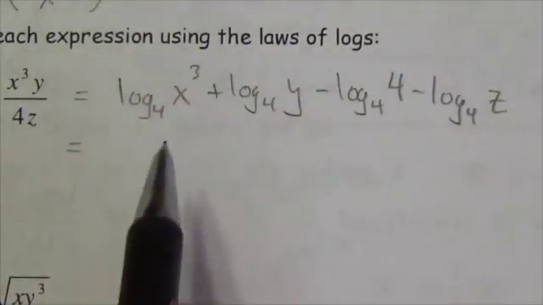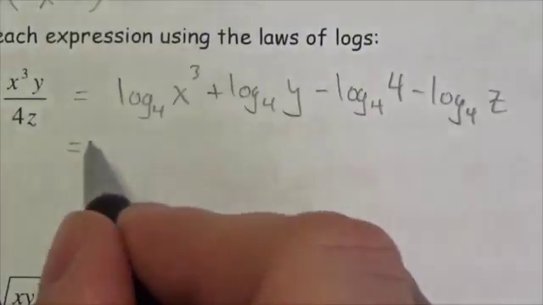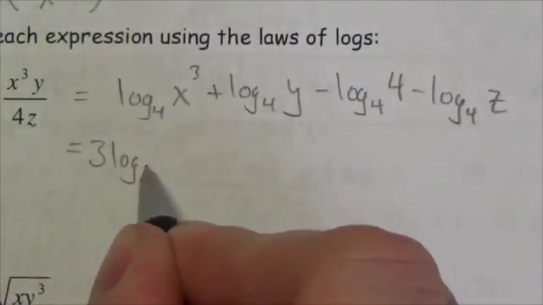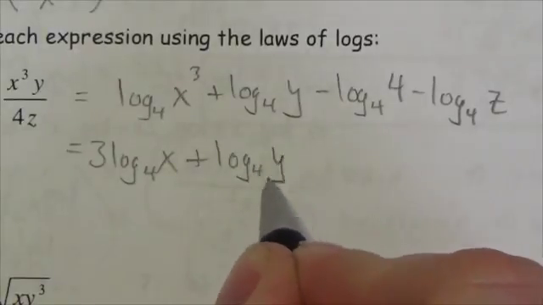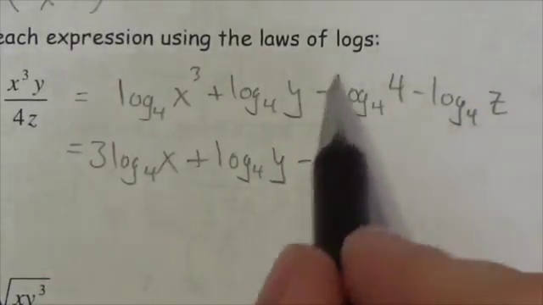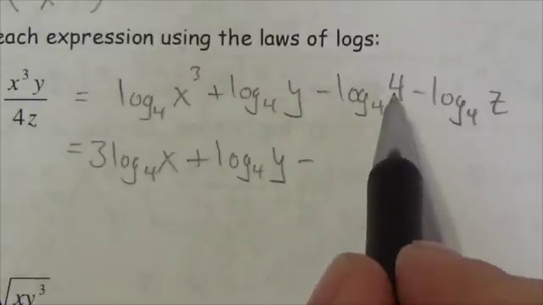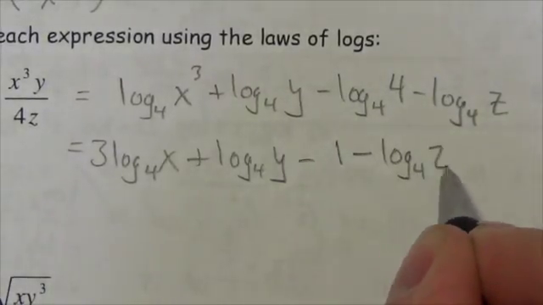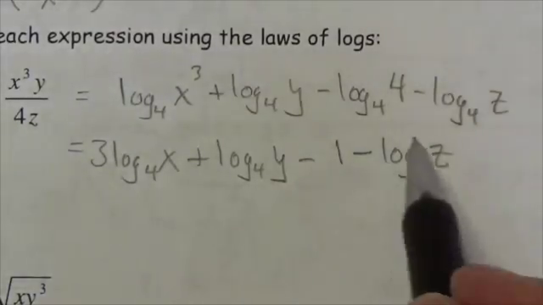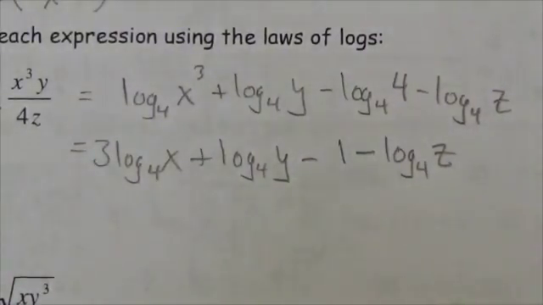Now, next thing I'm going to do is bring down the exponents, but I'm also going to evaluate things when I can. This has got an exponent, so I'll bring that down. So 3 log base 4 of x, there was nothing I could do here, so that stays the log base 4 of y, minus, but this one I can do something with, because the log base 4 of 4 is just 1. And then I've got this log base 4 of z, again, that I can't really do anything with because there's no exponent.